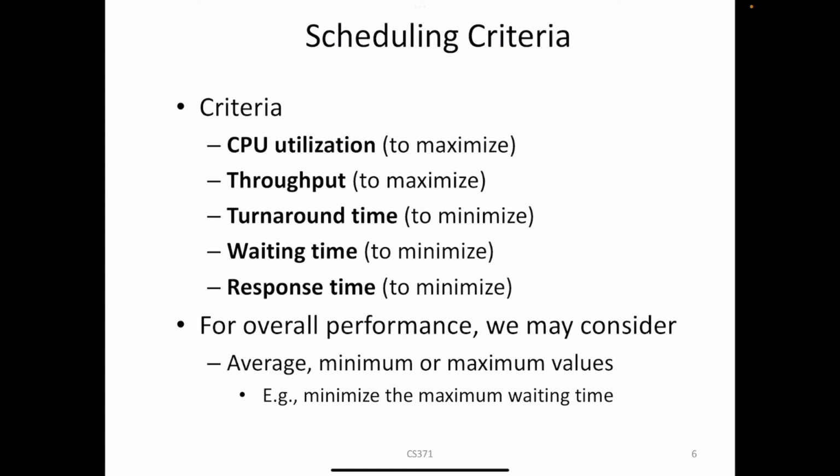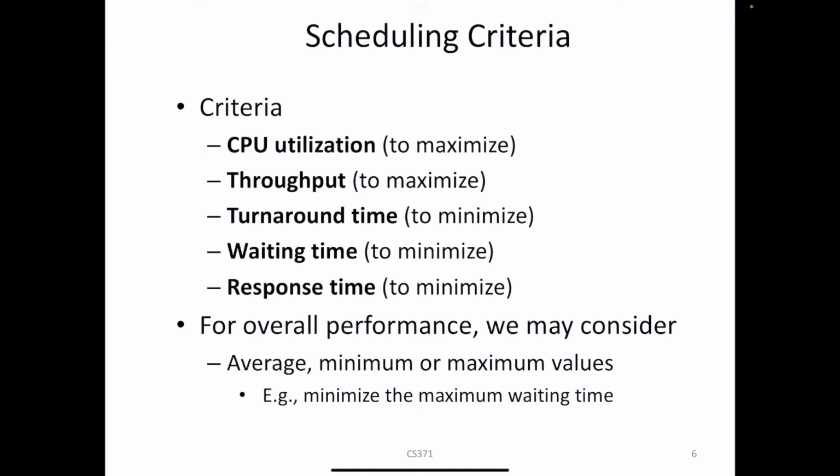The third one is turnaround time, which is defined as follows: when we start a process, we start a timer at the same time. When the process is terminated, we stop the timer as well. The time recorded by the timer is called turnaround time. Of course, when you start a process, you want the process to be finished as soon as possible, right? Therefore, in a CPU scheduling algorithm, you may want to minimize the turnaround time.